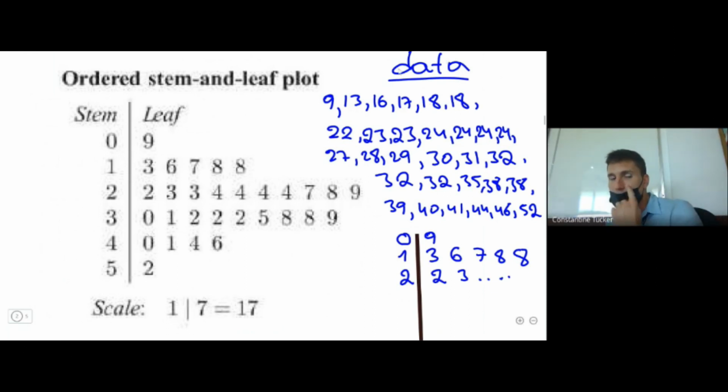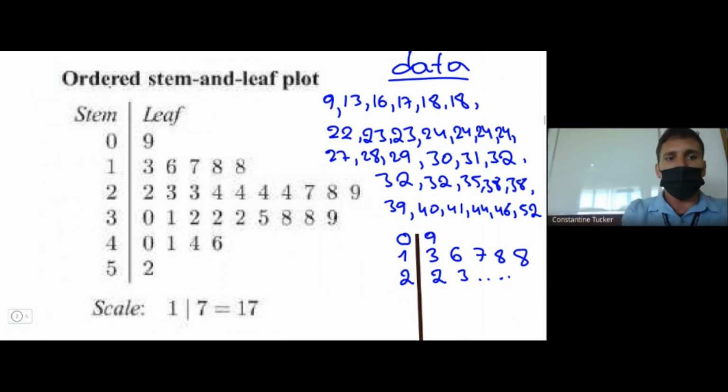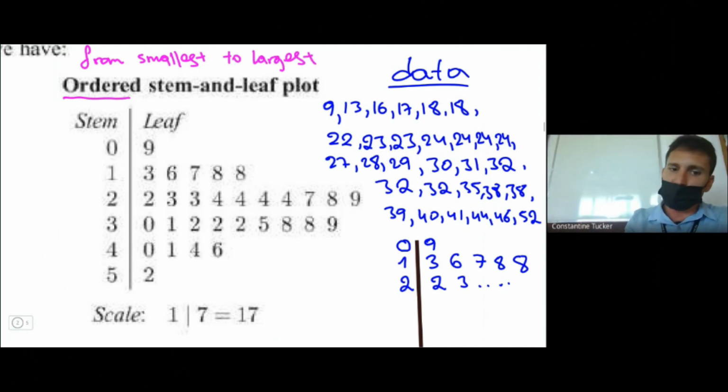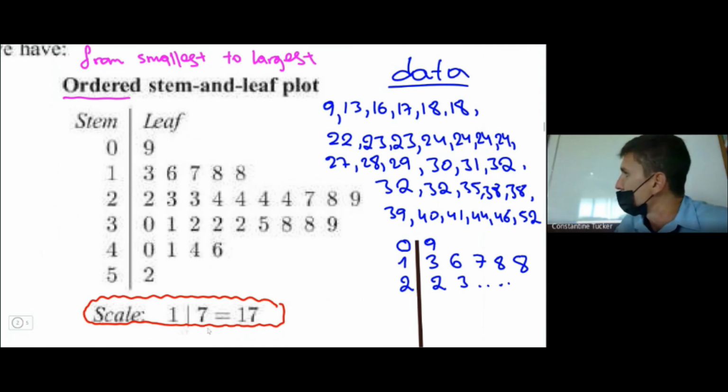And usually we want it to be ordered. So ordered means what? It means from smallest to largest. So let's keep this in mind. We go from smallest to largest. And there's one strange thing down here. Notice what the strange thing down here is. This scale. So we need to explain to somebody looking at the stem and leaf what this line really means. So we explain it down here.